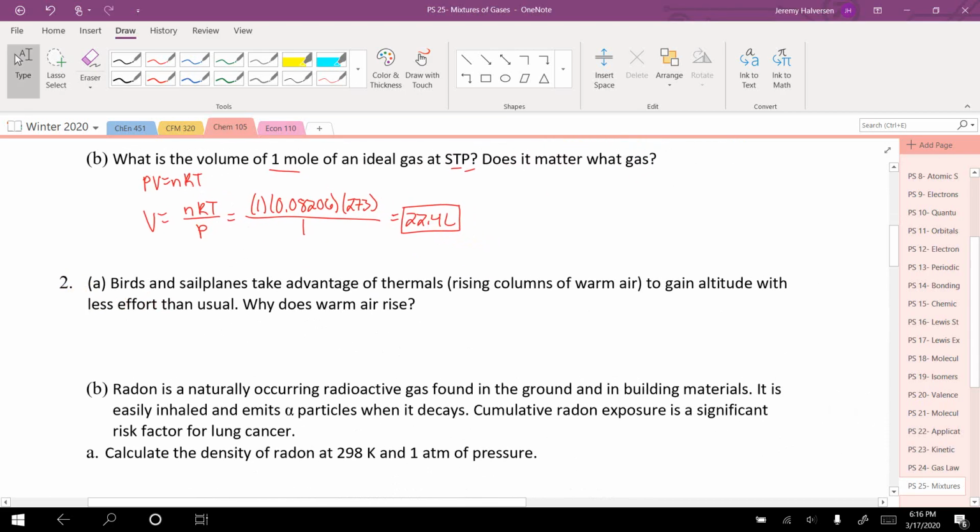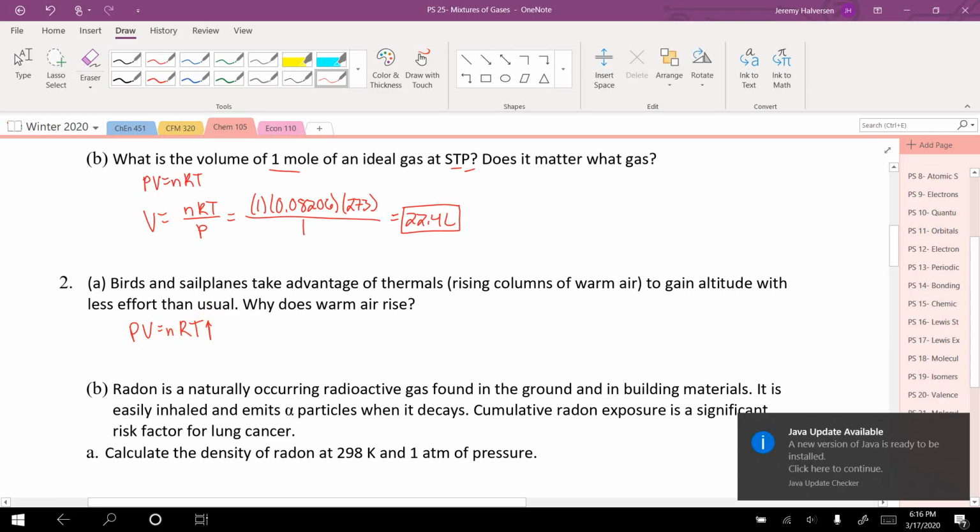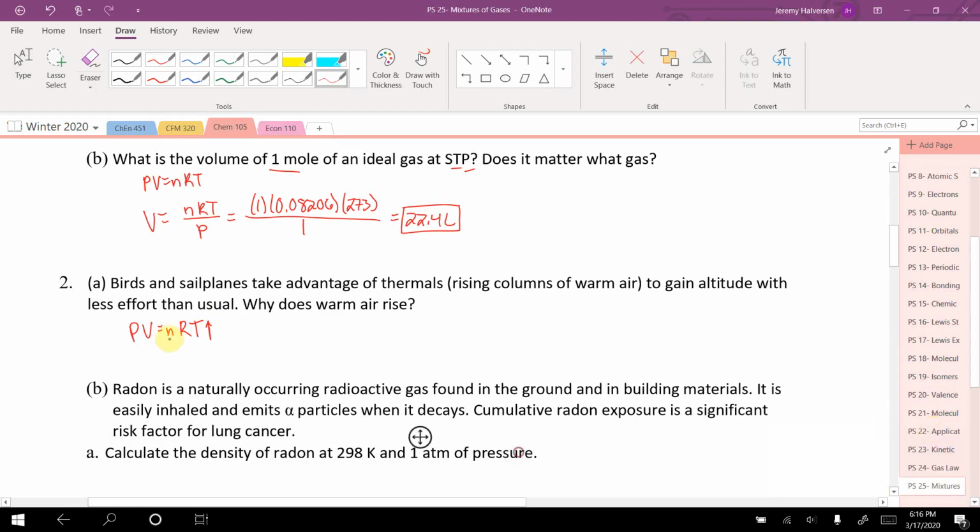All right, birds and sailplanes take advantage of thermals, rising columns of warm air, to gain altitude with less effort than usual. Why does warm air rise? All right, so let's think about this. PV equals nRT. If the temperature goes up because it's warm, a defined number of moles of something at a given pressure, what has to change when the temperature goes up? The volume will have to go up.